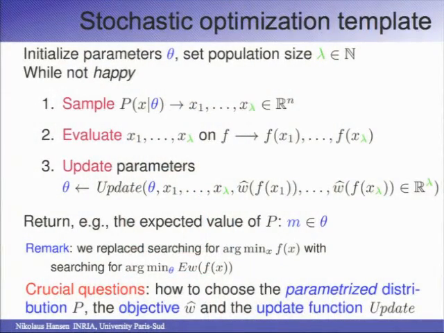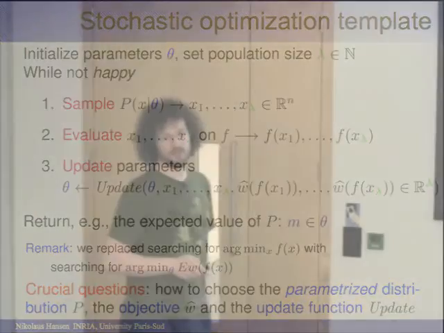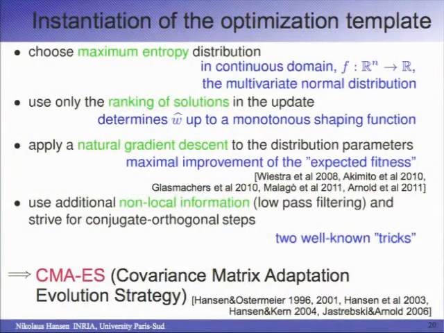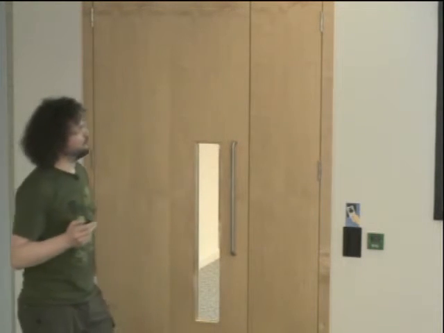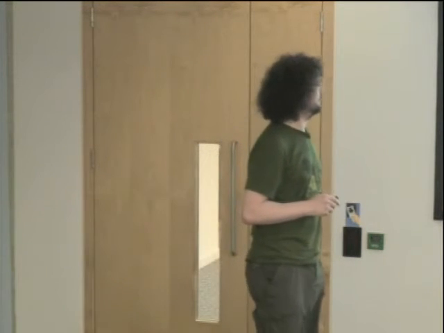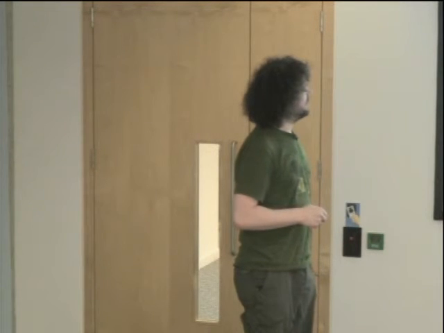Regarding the W hat, what we do is we just take the ranking of solutions. So we have lambda solutions, and the only information we actually put into the update function is the ranking of the solutions. This determines the W hat more or less up to some shaping function, which is an internal parameter of the algorithm. That's actually a nice feature, and I will come to it later. We apply natural gradient descent on the distribution parameters. That means basically we maximize the improvement of the expected fitness.